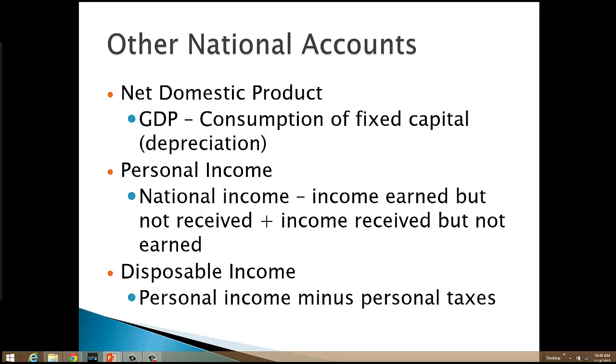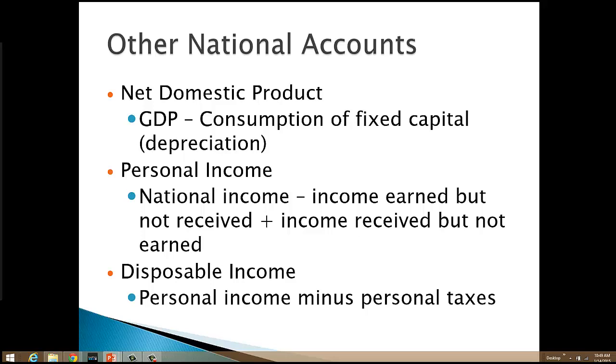And there's some income that's received but not earned. And when I say it's not earned, I don't mean it's not deserved. I mean it's just not related to current productive activity. So that's going to be those things like Social Security payments, unemployment benefits, other welfare payments. So that's received, but it's not associated with current productive activity.